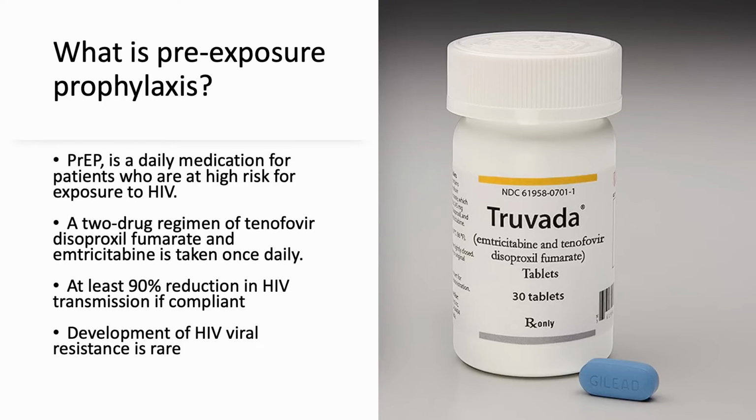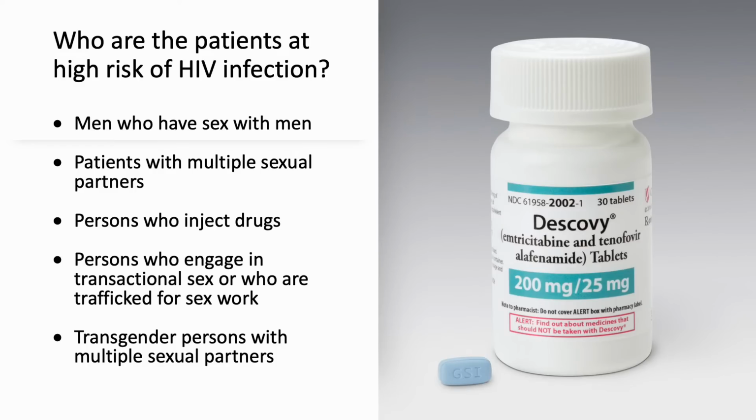While PrEP provides robust defense against HIV, it does not shield against other sexually transmitted diseases, and therefore the use of condoms remains important for comprehensive protection. The patients who are at high risk of HIV infection include the following: men who have sex with men, patients with multiple sexual partners, such as those in a polyamorous relationship, persons who inject drugs, persons who engage in transactional sex or who are trafficked for sex work, and transgender persons with multiple sexual partners.